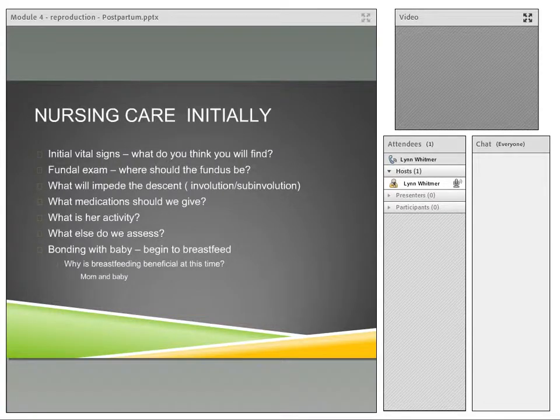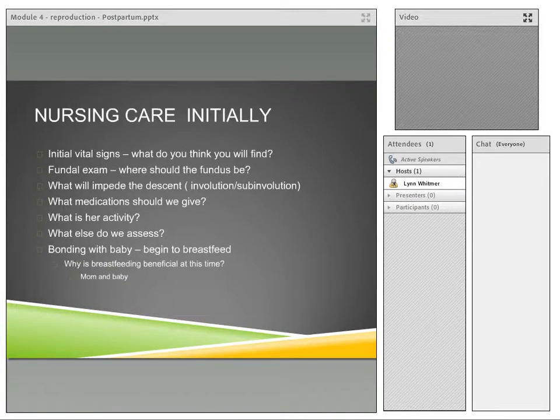Sometimes I want to intervene. So we have her activity up ad lib, as she chooses, to get that circulation going. It also helps improve her respiratory status and helps heal the perineum a little bit faster, but we don't want her to be up all the time moving too much. Too much activity will cause the uterus to bleed.